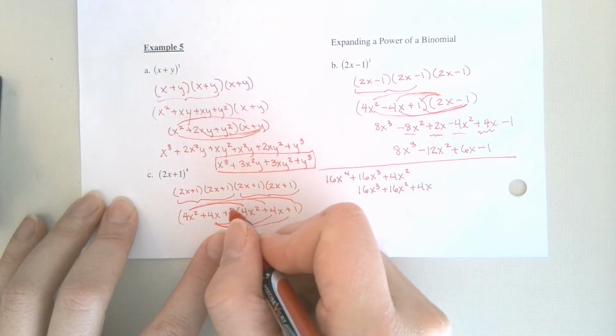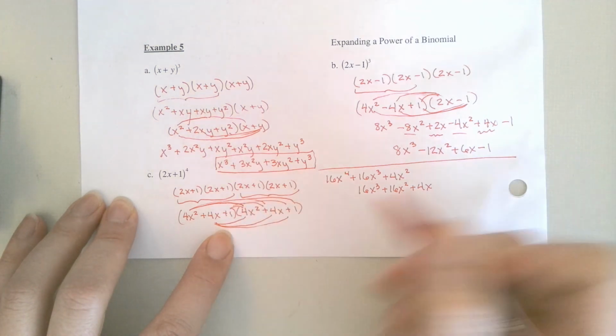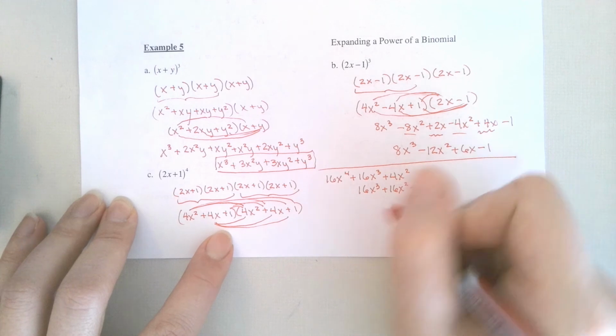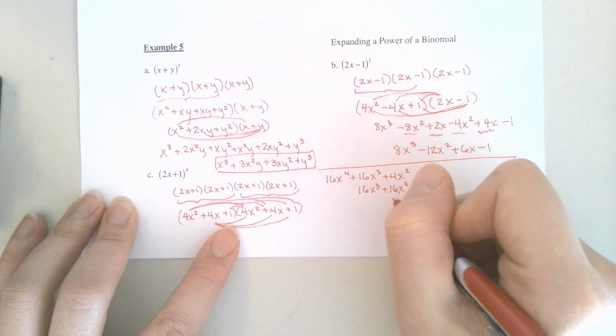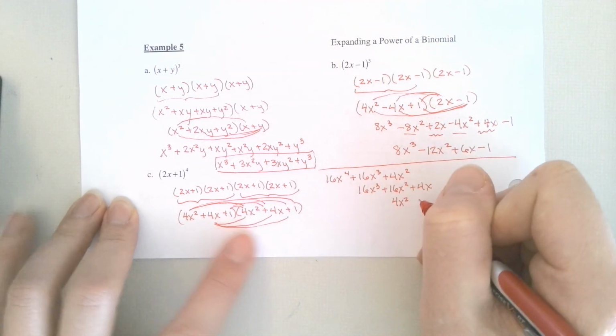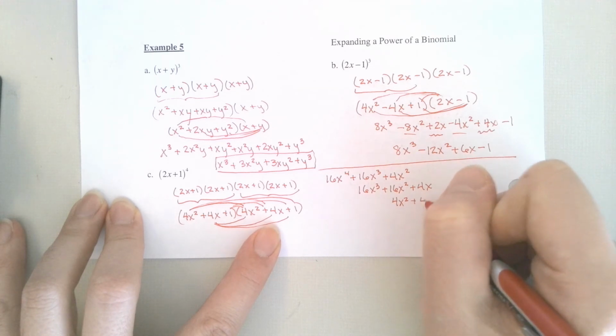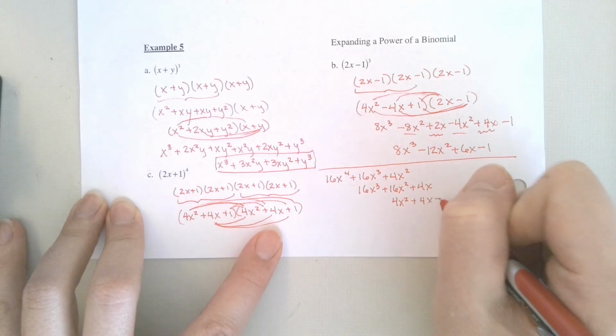Last, we're going to distribute the 1. So everything gets put here. So 1 times 4x squared is going to be a positive 4x squared. 1 times 4x is going to be positive 4x, and 1 times 1 is going to be plus 1.